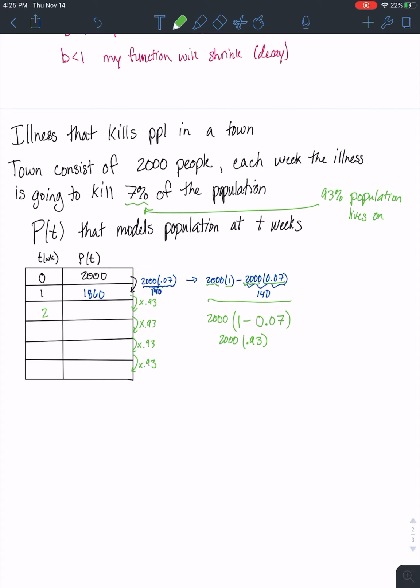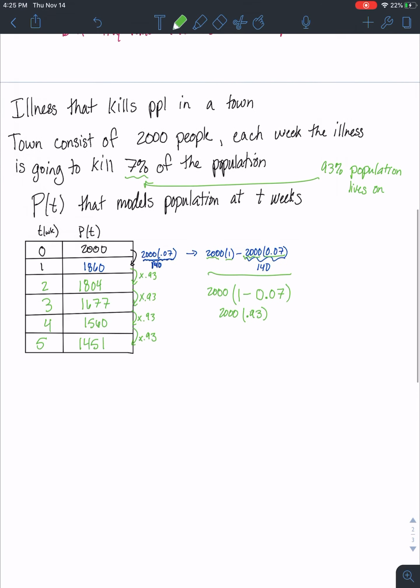So after 2 weeks, there are 1,804 people left. After 3 weeks, there are 1,677 people left. After 4 weeks, there are 1,560 people left. And finally, after 5 weeks, there are 1,451 people left. So the town's dwindling, but not hugely.